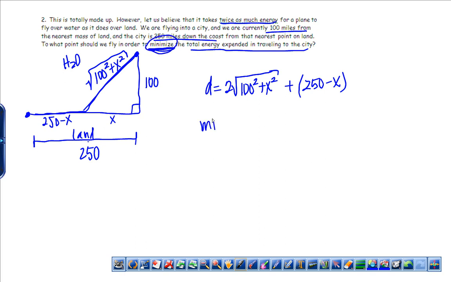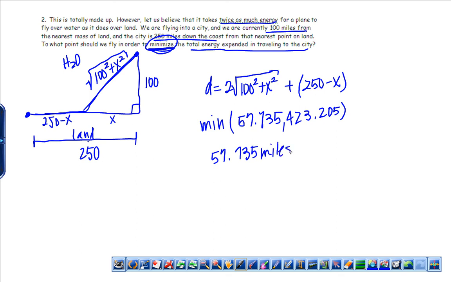I found a minimum of 57.735, comma, 423.205. So it looks like my x value is what I'm actually looking for. So that would be 57.735 miles down the coast.